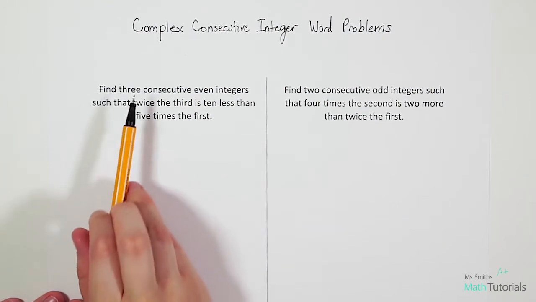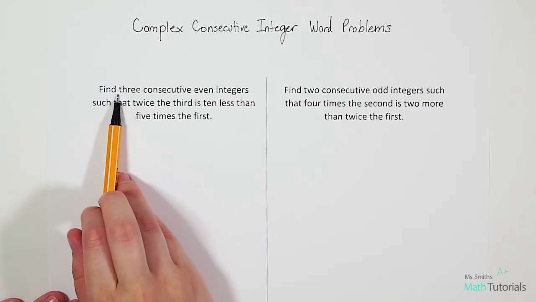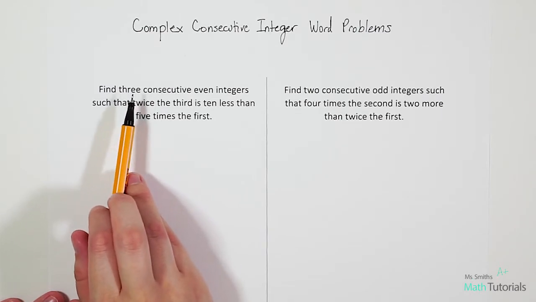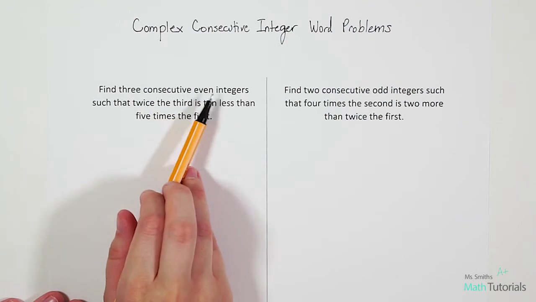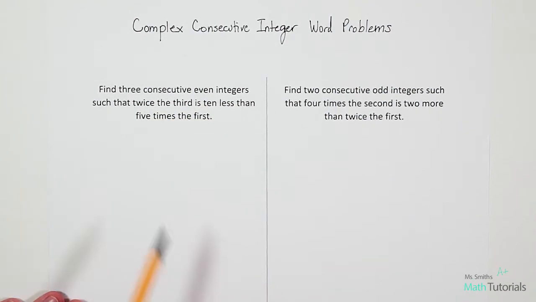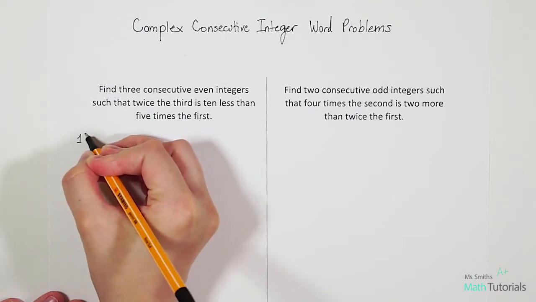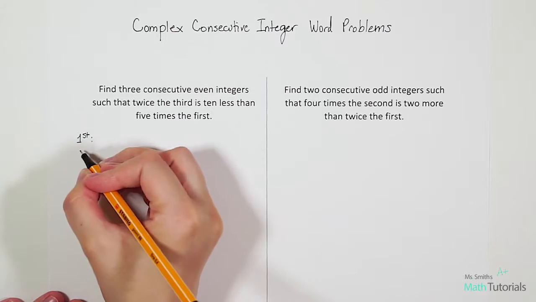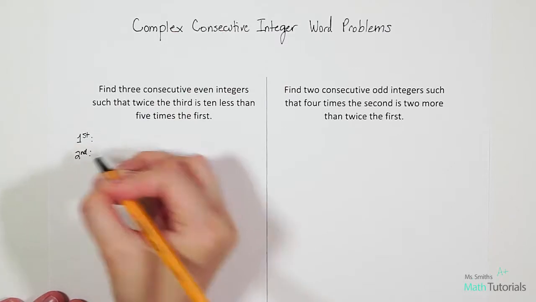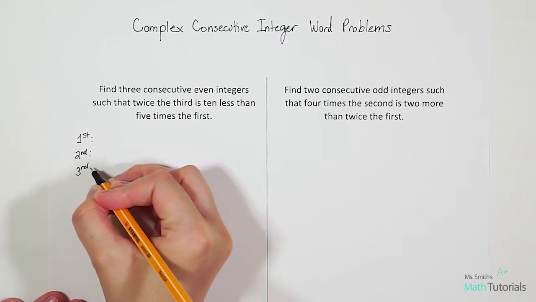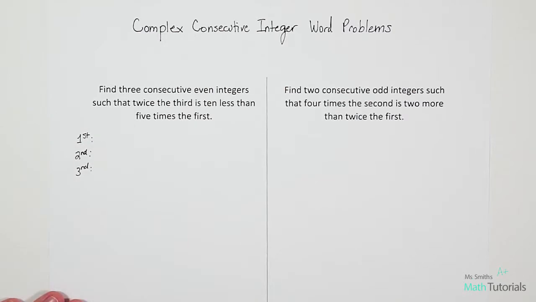And then the last important thing in this first sentence is that we are looking for how many numbers? 3 consecutive even integers. That first little part of the sentence tells us our setup. So we are looking for a first number, a second number, and a third number. And it's always good to lay this out at the beginning because it's going to help us structure our problem from here on out.